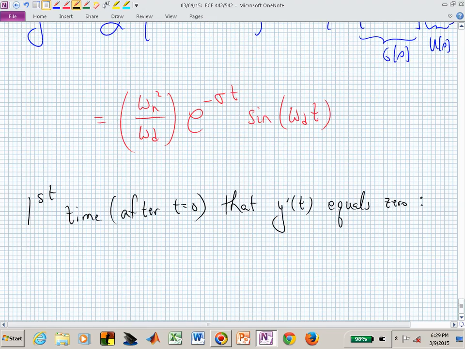When will that happen? When will that right-hand side in red first become equal to 0 after t equals 0? Is it clear at t equals 0 what that's going to be equal to? When you plug in t equal to 0, you have e to the 0, 1, sine of 0. Sine of 0 is 0, so that's going to be 0. We don't care. We want to know when is the next time that expression equals 0 for t.